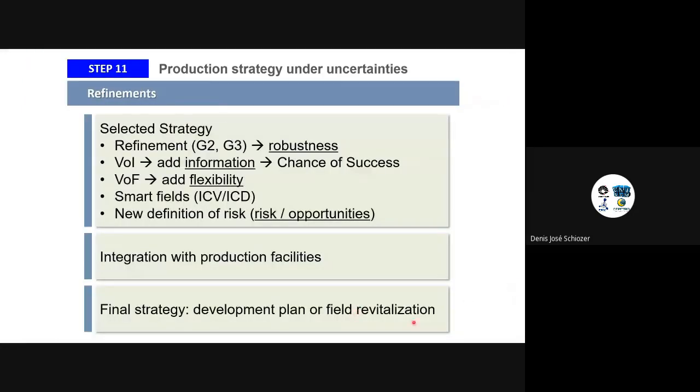And the most important thing here is that after we finish, it's very important for us to integrate with production facilities to check if the strategy that I select is compatible with the facilities I have, or if I need any change in production facilities, or if I have any change in the production strategy because the facilities will not be enough to produce in the way I was planning for the reservoir and so on. Okay, and then we get the final strategy and the final plan.